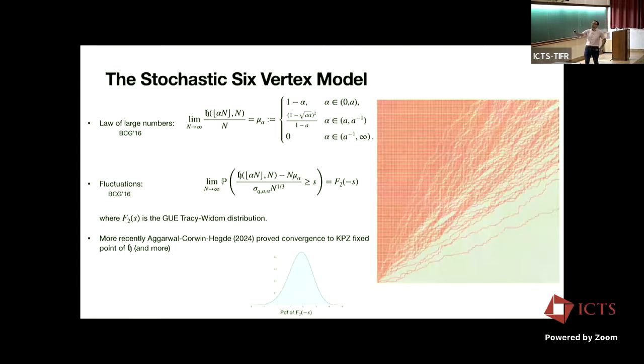Right, thank you. For alpha in the liquid, otherwise there is basically no fluctuation. If you look here, so this model, like I said, has been studied recently. A major result came earlier this year when Agarwal, Corwin, and Hegde proved that the joint law of this process converges to the KPZ fixed point, among other things.